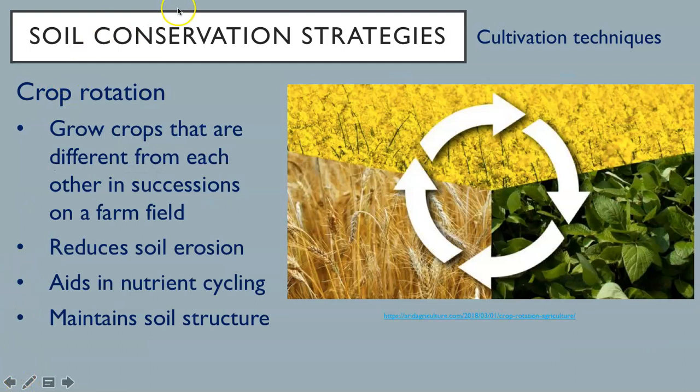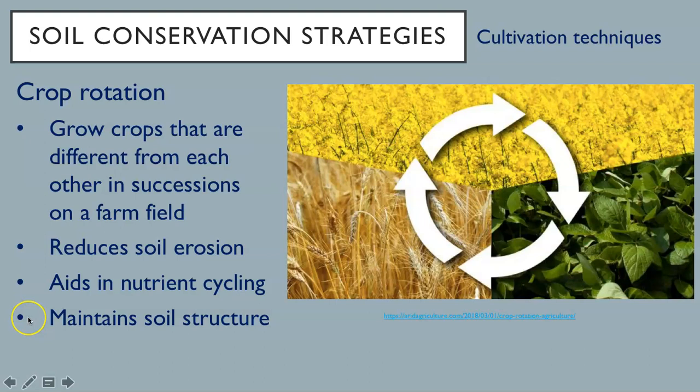Crop rotation is another conservation strategy, and it refers to growing crops that are different from each other in succession on a farm field in a specific period of time. This reduces soil erosion, aids in nutrient cycling, and maintains the soil structure.